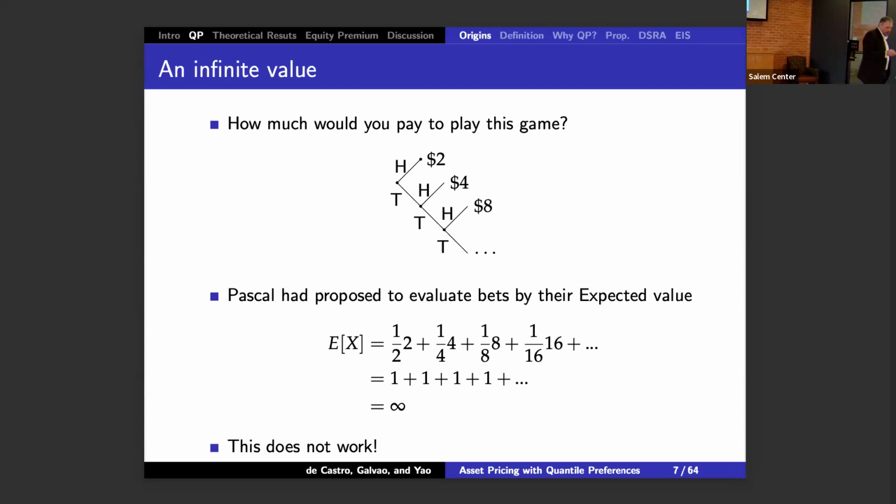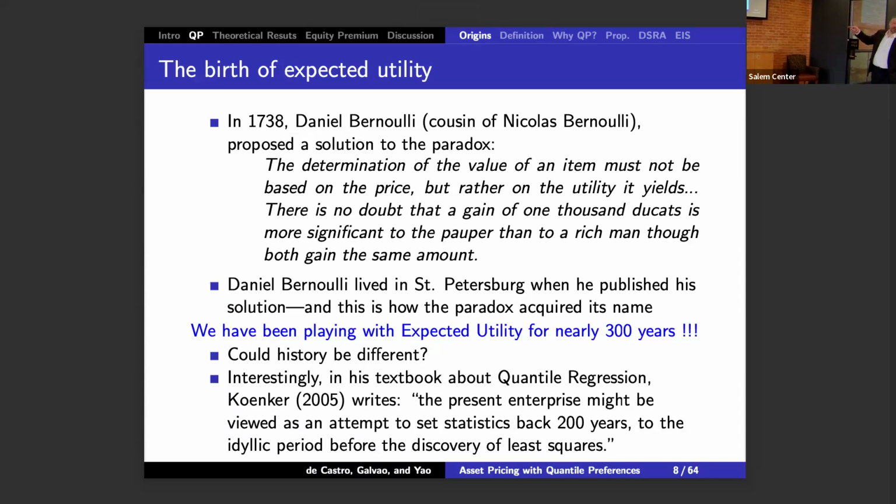And because of that, Daniel Bernoulli, who was living in St. Petersburg, and was from the same family, came up with the idea of using expected utility. Actually, this is an interesting thing, because he's a mathematician, and he got the idea of utility from economists, because economists were working with utility. Let's take this idea and use it. So instead of calculating the expectation of the original value, you apply a utility on it and then calculate the expectation. And then the expected utility framework came out.